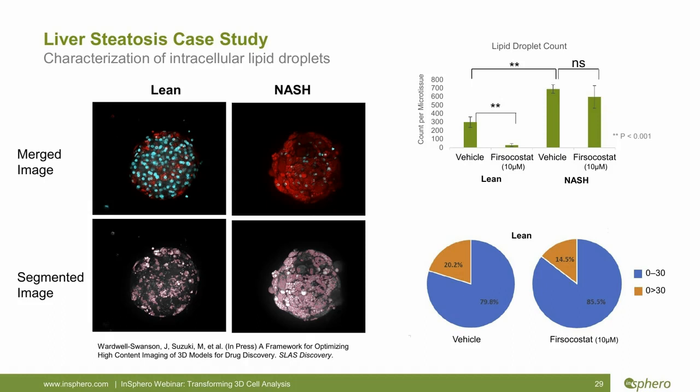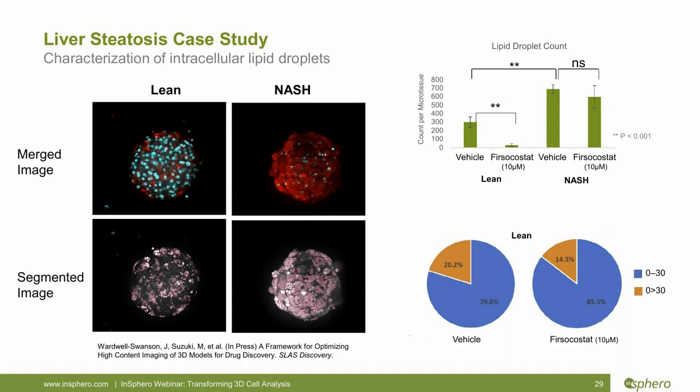Further, we were able to classify the lipid droplets into 2 size groups, those that were greater than 30 cubic microns and those that were less than 30 cubic microns. In the lean condition, forsocostat appears to favor the reduction of lipid droplets that are larger than 30 cubic microns, or the macro droplets. And that's shown by the decreased size of the orange wedge in the right-hand pie chart.